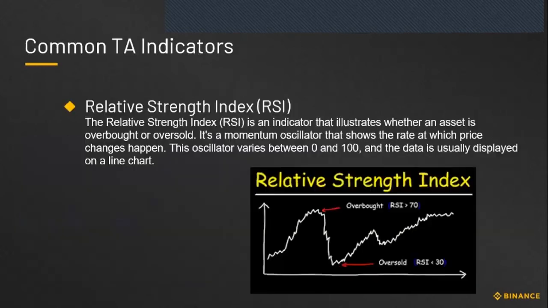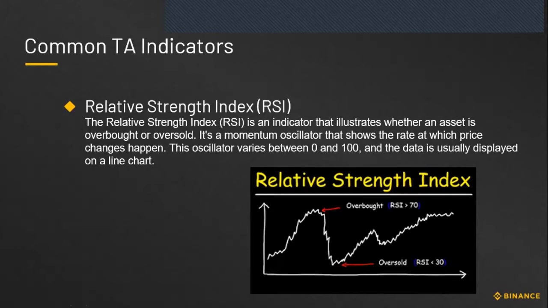Okay, let's move to the next slide. So let's look at the common TA indicators, which is the relative strength index, RSI. The RSI is more of an indicator that illustrates whether an asset is overbought or oversold. Can you see this part now? You can see my mouse at this point now.